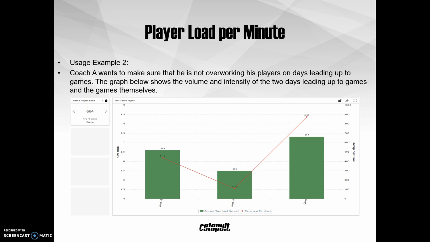So what this graph is showing me is our average player load and player load per minute for our games, game -1 days and game -2 days. From this graph, I can see that I am tapering down both my volume and intensity on days leading up to games, which is what I would want to be doing in order to keep my athletes fresh on game day.